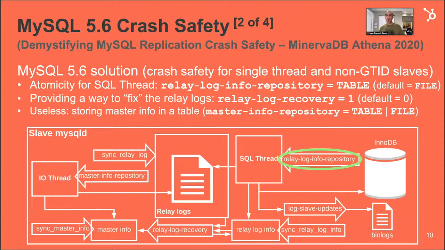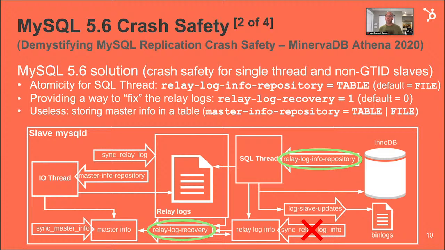There's absolutely no way to get atomicity for the IO thread. The relay logs are files, and it's impossible to add data to a file and update a file atomically. Even if the position is in a table, we append data to the relay log, then we need to commit something in tables. It's not atomic. So MySQL introduced something called relay log recovery, and we'll talk about it just later. Relay log recovery only works if relay log info is in a table.